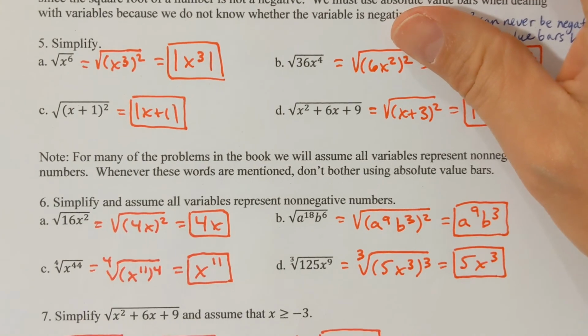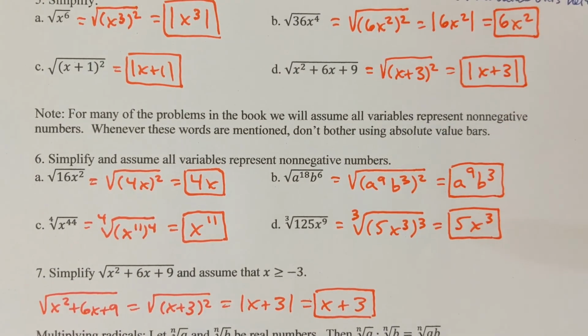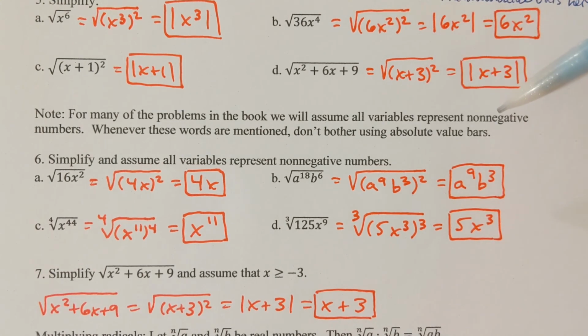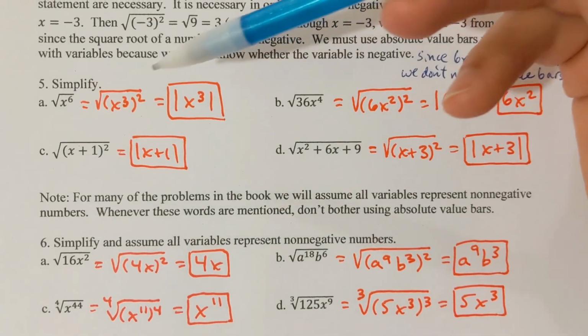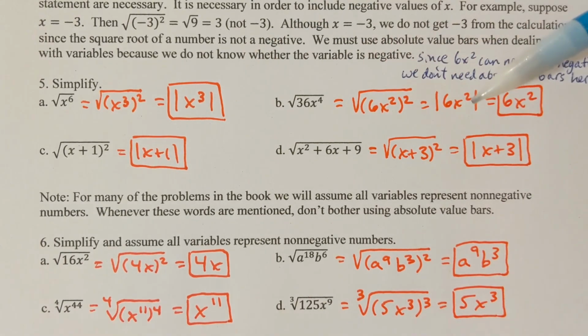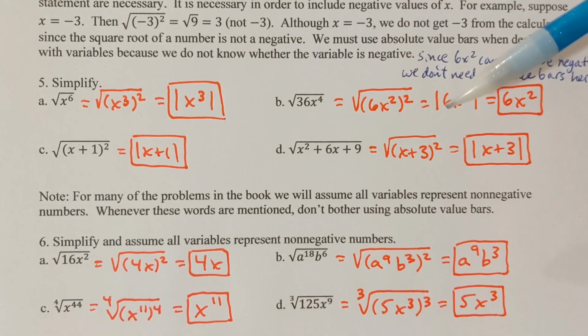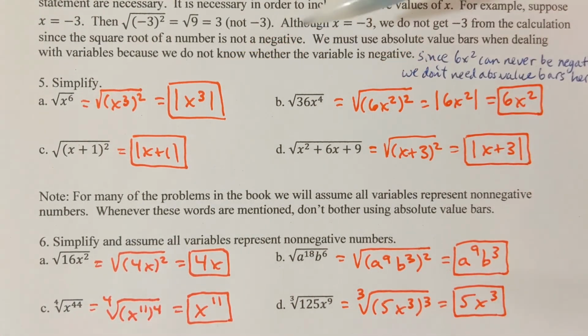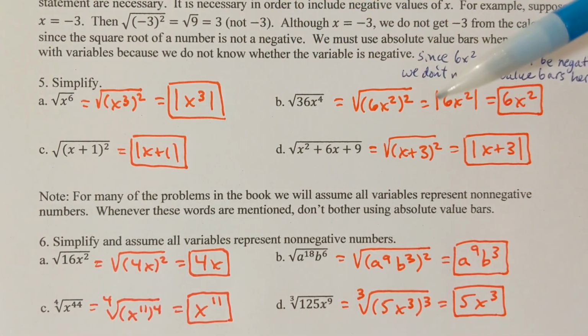Now, there's a note here which says, for many of the problems in the book, we're actually going to assume that all the variables represent non-negative numbers. Whenever those words are stated, and they'll be saying that wording a lot, you don't need to bother with absolute value bars. Okay, like in this problem here, if I already know that x is not a negative, I don't need absolute value bars. Okay, but if they didn't tell me that, if it just said simplify, as is the case here, I would need absolute value bars.